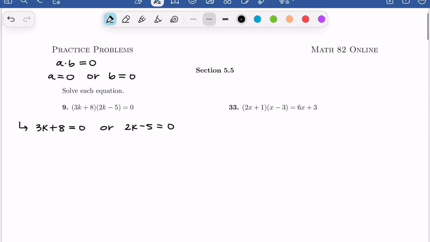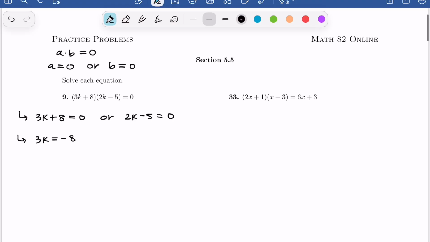So let's go ahead and solve for k for this first equation here. We're going to subtract 8 on both sides of our equation. We're going to get 3k is equal to negative 8. Then to completely isolate k, we're going to divide both sides by 3. We're going to end up with negative 8 over 3. So this would be our first potential solution.